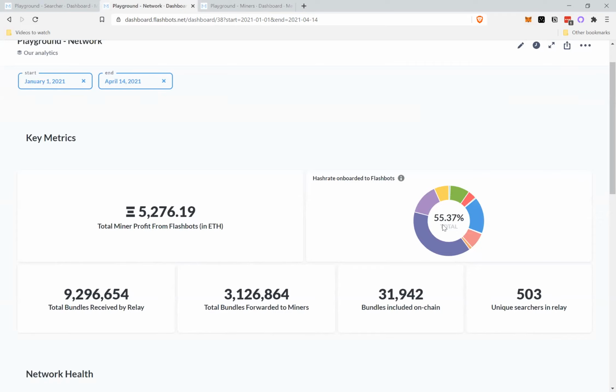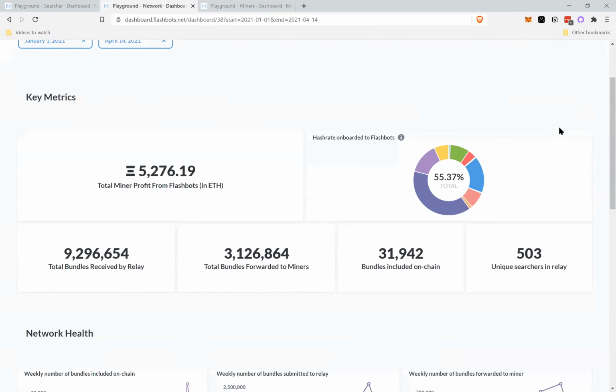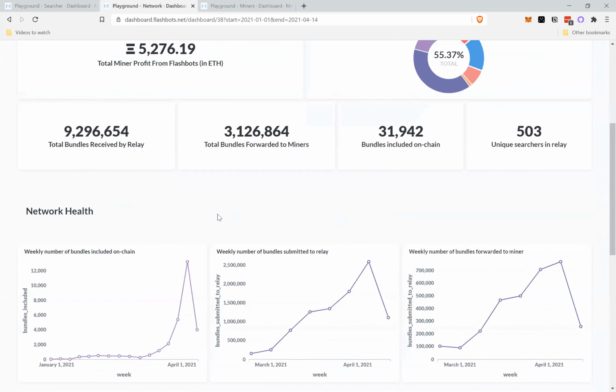Right now, we have 55.37% of hash rate that is onboarded to Flashbots. It's sort of difficult to reason about what percentage of this hash rate is actually running MEV-Geth at any given time, but we'll get to that in a bit. And you can see some top level metrics on the number of bundles that have been sent to the relay, how many are forwarded to miners, included on chain, et cetera. The difference between bundles sent to the relay versus forwarded is that a bunch of these bundles received end up failing our simulation, so there's no reason to send them on.